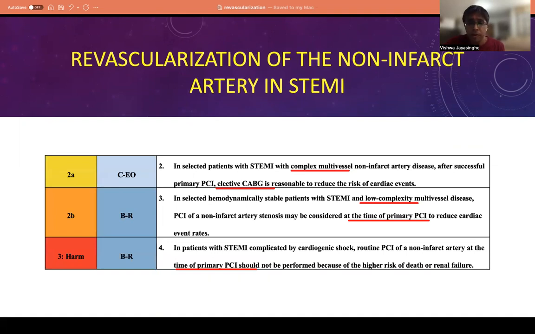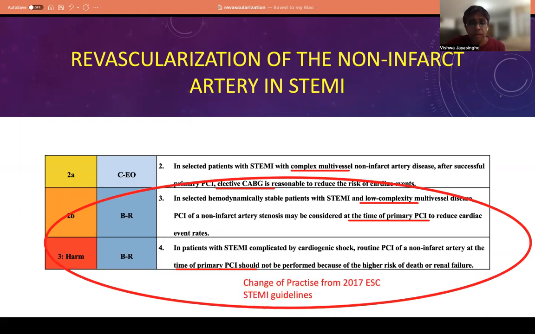Here are the other recommendations. In patients with STEMI with complex multivessel non-IRA disease, elective CABG should be done in order to revascularize and to reduce cardiac events. However, this recommendation is a new one. There's a class 2B recommendation, a weak recommendation, to treat the non-IRA arteries at the time of primary PCI in a selected group of patients. The other one I spoke about: if there is shock, it's harmful to treat the non-culprit lesions. So again there's a change of practice from the 2017 ESC STEMI guidelines.